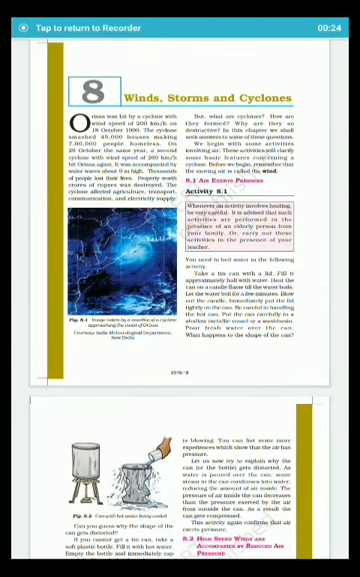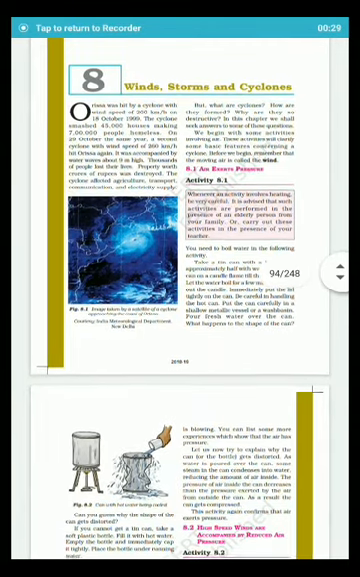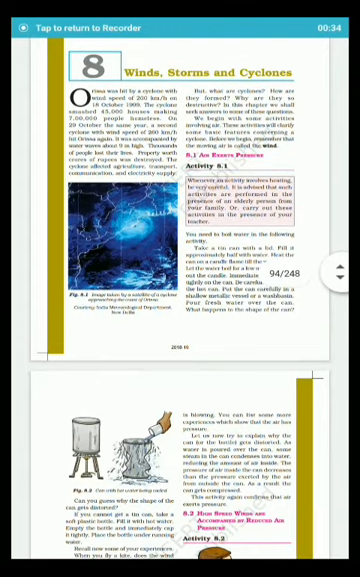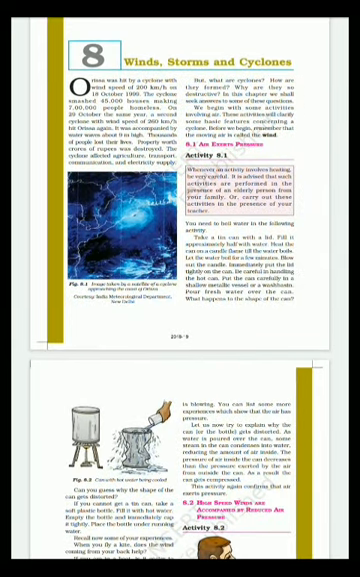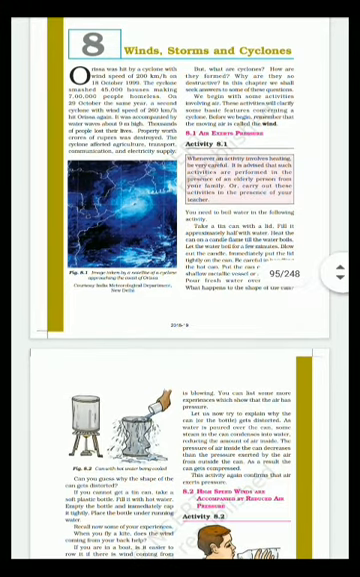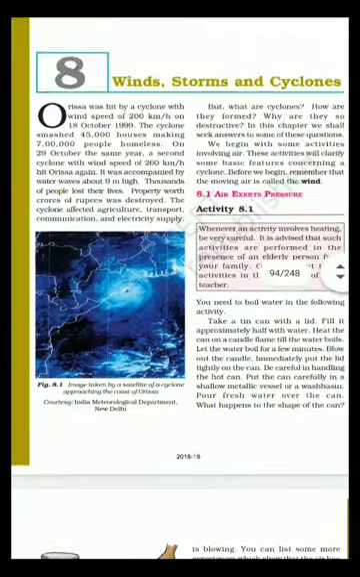And before that, the incident that happened on 18th October 1999: Orissa was hit by a cyclone with wind speed of 200 km per hour. The cyclone smashed 45,000 houses, making 7 lakh people homeless. On 29th October the same year, a second cyclone with wind speed of 260 km per hour hit Orissa again. It was accompanied by water waves about 9 meters high.